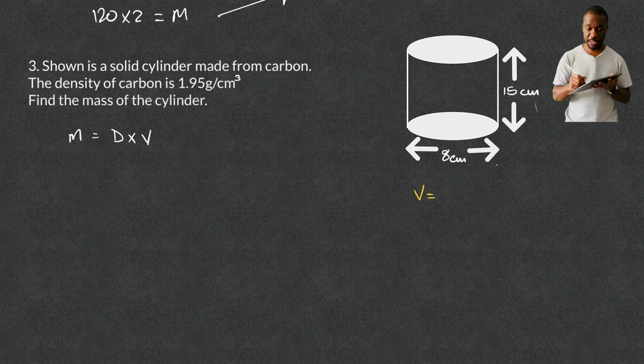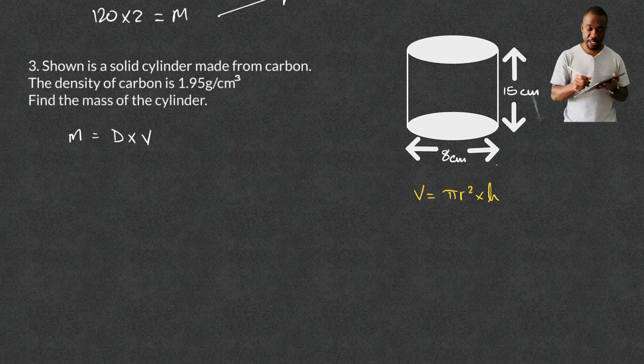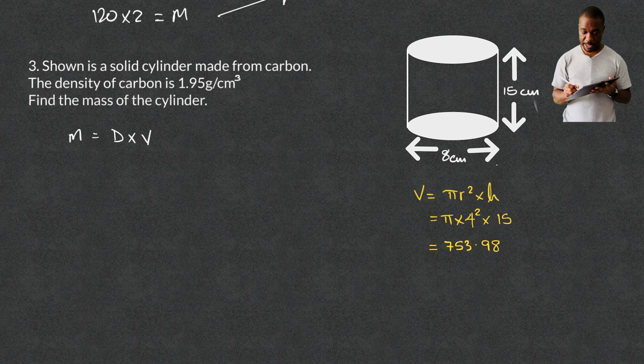The volume of a cylinder is the area of the base, pi r square, times the height, because a cylinder is a prism. So now that's going to be pi times, well, what's the radius of the base? The diameter is 8, so the radius has to be 4. So 4 square times by a height of 15. Jump onto your calculator, let's do this. So that works out to be 753.98 centimeter cube. So that's good. Don't forget to put your units in.